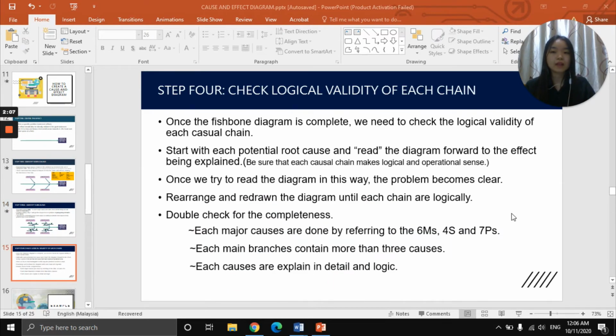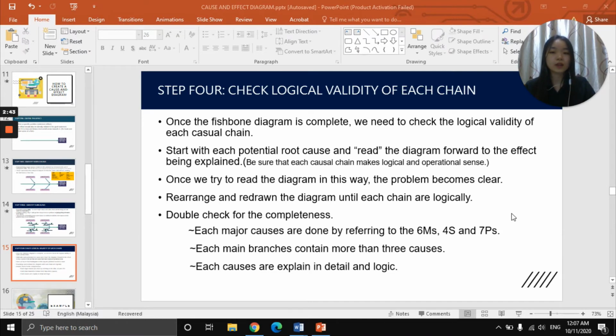For our next step, we need to check the logical validity of each chain. Once the fishbone diagram is complete, we need to check the logical validity of each causal chain. It is wise to start with each potential root cause and read the diagram forward to the effect being explained. Be sure that each causal chain makes logical and operational sense. Once we try to read the diagram in this way, the problem will become more clear. After that, we are going to rearrange and redraw the diagram until each chain is logical.